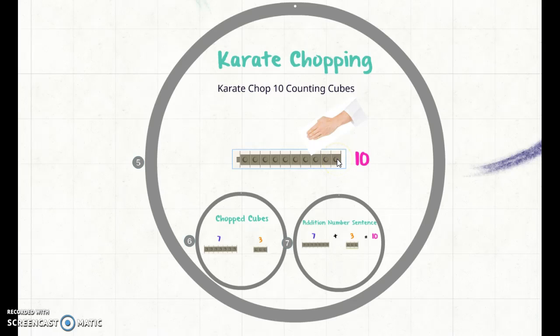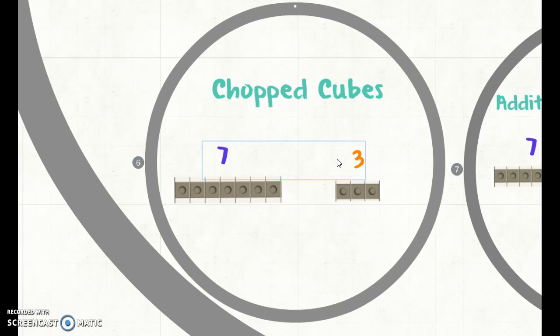Now watch me as I karate chop my row of 10 cubes into 2 separate rows of cubes. The teacher will chop the row of 10 cubes into a row of 7 cubes and a row of 3 cubes. She will push them apart on the projector so that students can see them as 2 distinct groups.